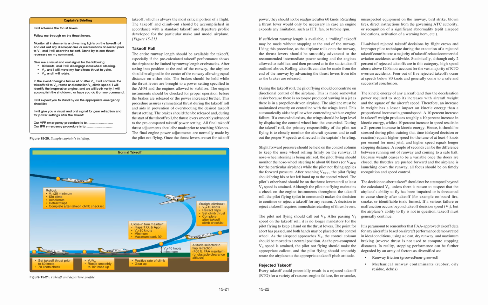Captain's briefing. I will advance the thrust levers. Follow me through on the thrust levers. Monitor all instruments and warning lights on the takeoff roll and call out any discrepancies or malfunctions observed prior to V1, and I will abort the takeoff. Stand by to arm thrust reversers on my command. Give me a visual and oral signal for 80 knots, and I will disengage nose wheel steering. V1, and I will move my hand from thrust to yoke.